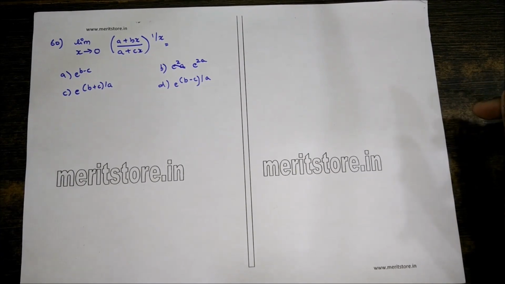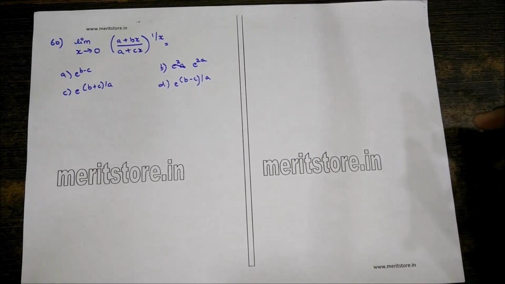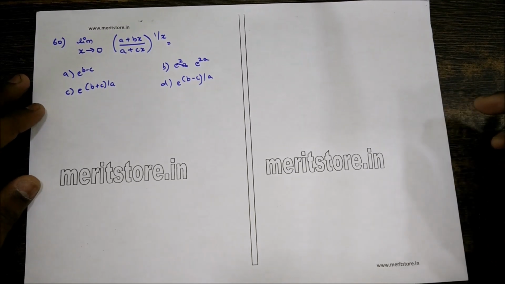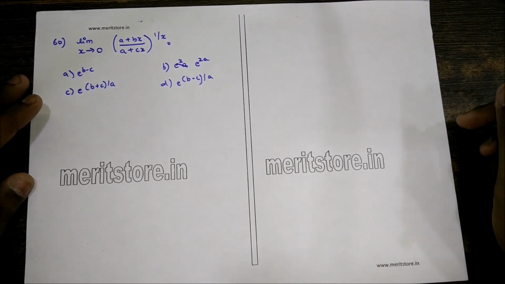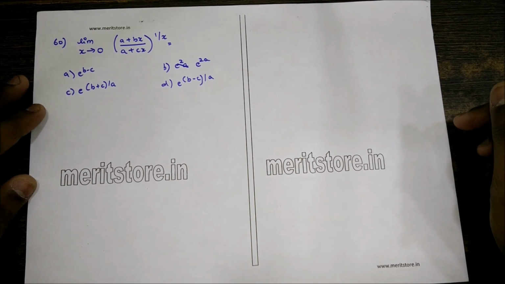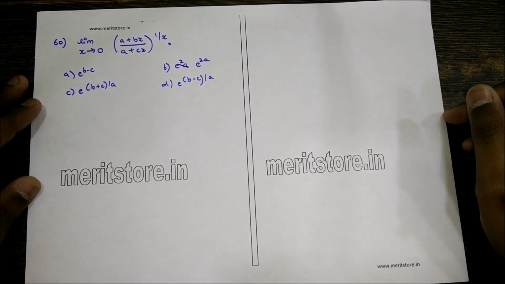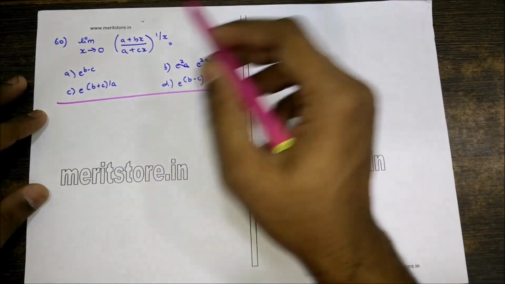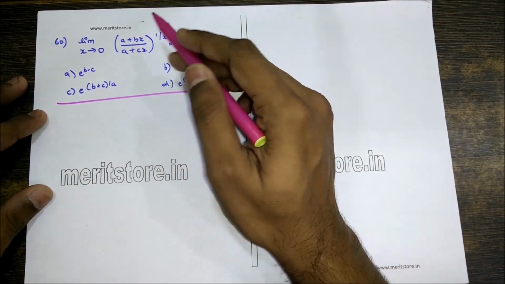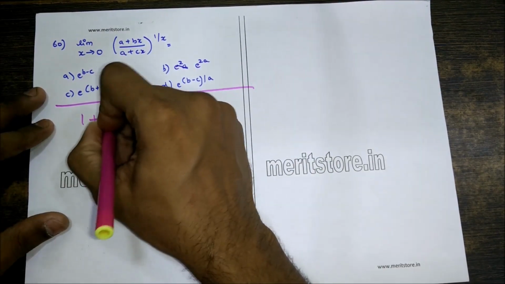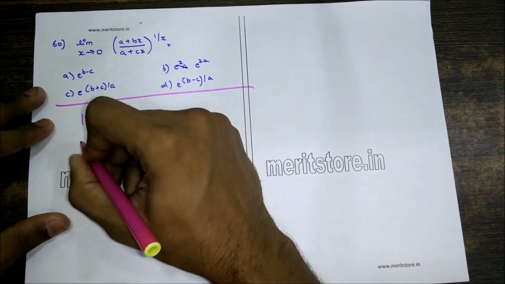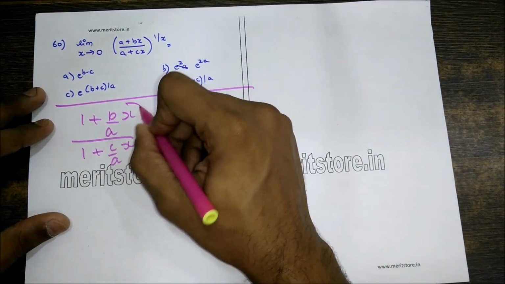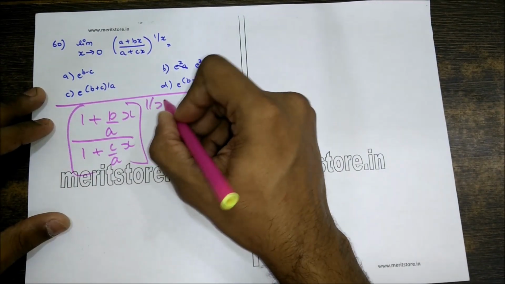Limit of x tends to 0 of (a plus bx) upon (a plus cx), the whole raised to 1 by x equals: a) e raised to b minus c, b) e raised to 2a, c) e raised to (b plus c) by a, or d) e raised to (b minus c) by a. What we do is write this term in terms of (1 plus b by a x) upon (1 plus c by a x), the whole raised to 1 by x.